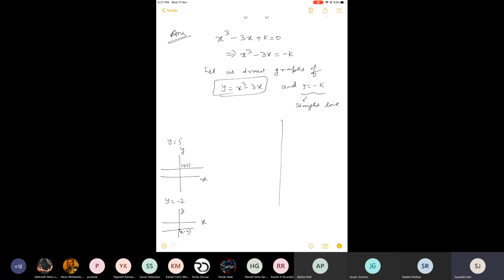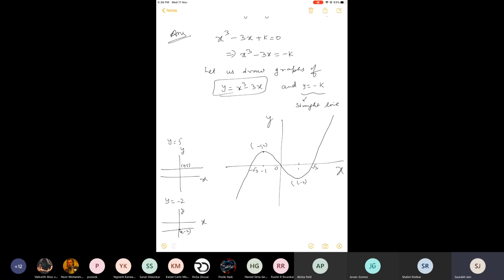So let us draw the graphs. y equals x cube minus 3x. Now we have already learned it, so let me draw it. The shape will be something like this. And the points are minus root 3, 0, root 3. This is 1. This is minus 1. This height came 2. And this is minus 2. Now on this plane only, we have to draw the graph of y equals minus k.